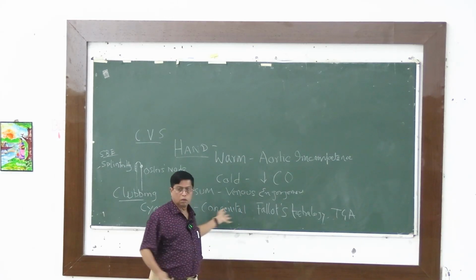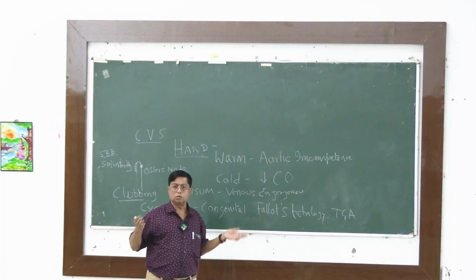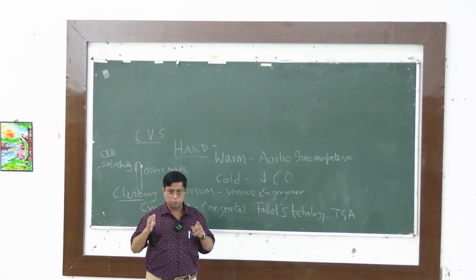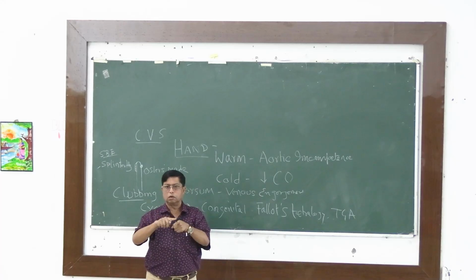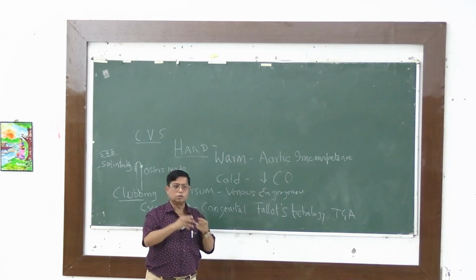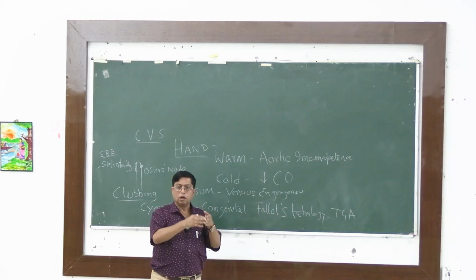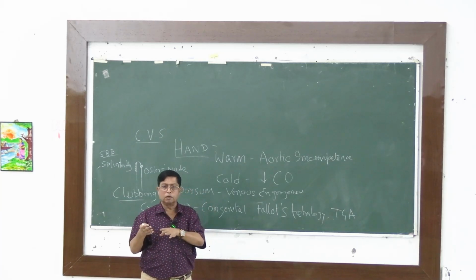So the patient presents with cyanosis. So this is congenital heart disease. Transposition of great arteries is a different thing. Transposition of great arteries means there is a transposition, meaning the aorta arises from the right ventricle. This is a congenital defect. The aorta arises from the right ventricle and the pulmonary artery arises from the left ventricle.